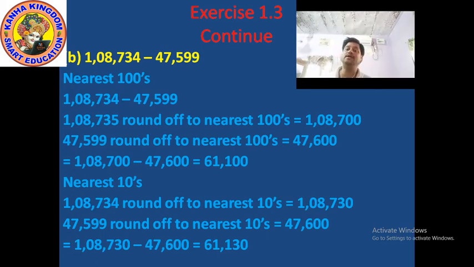So when you converted 1,08,734 rounded off to the nearest 10, it becomes 1,08,730. Clear? Now the second number is 47,599, and when we see the ones place, here it is 9. Which digit is in the ones place? 9 in the ones place, and you all know 9 is greater than 5.